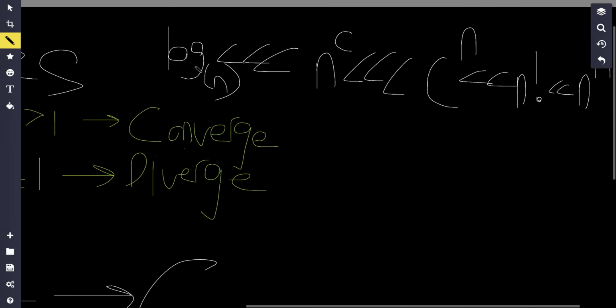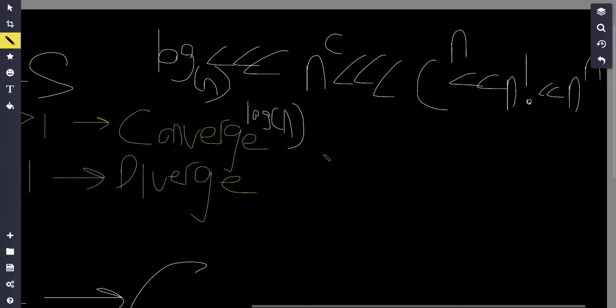So let me give you an example. If I have, let's say, log of n, that's actually going to grow slower than, let's say, n to the 2nd power. However, 2 to the n power is going to grow faster than n to the 2nd power. But then n factorial is going to grow faster than all of these. And finally, n to the n power is going to grow faster than all of these. Okay.